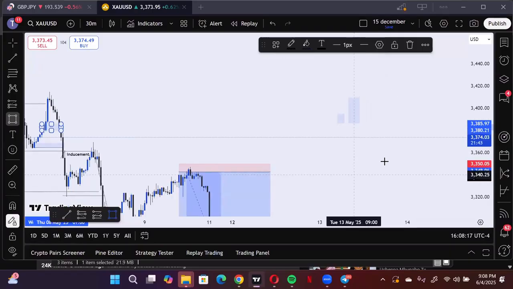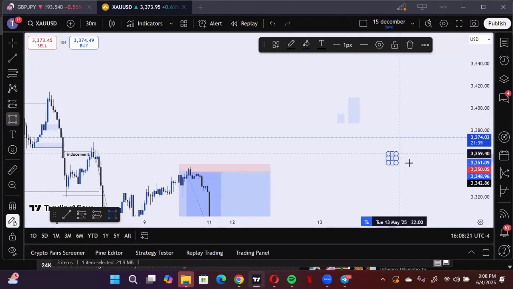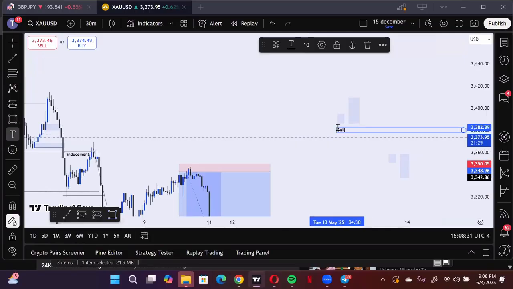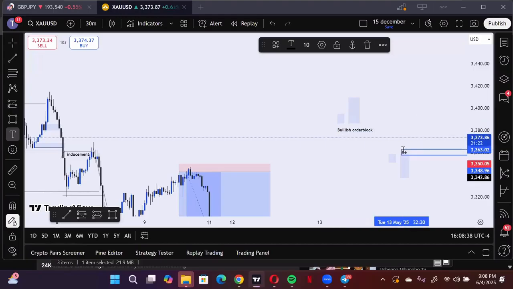If it's a bearish order block, you will see what? A bullish candle. Then you see a bearish candle that engulfs it and covers it down. So this is what a bullish order block is. This is what a bearish order block is. This is what a bullish order block is. Then this is what a bearish order block is.